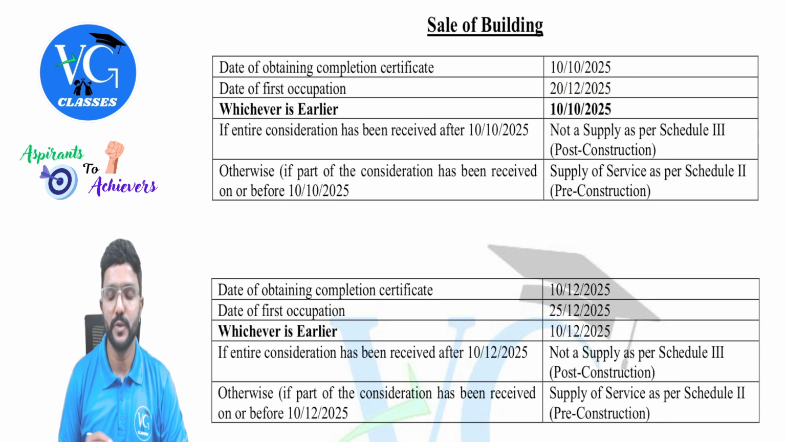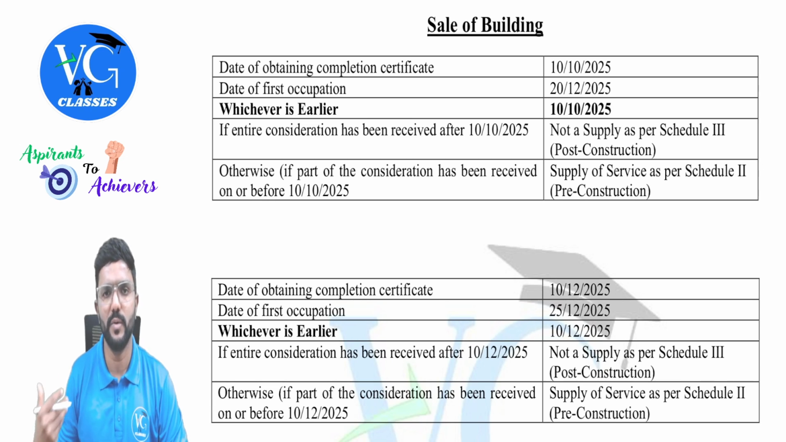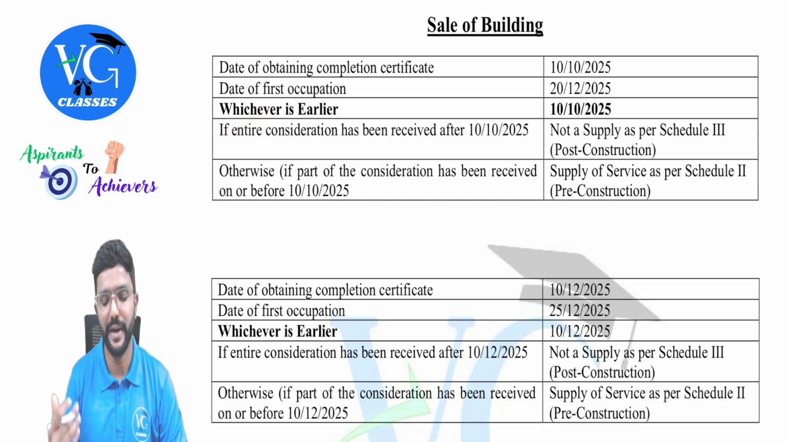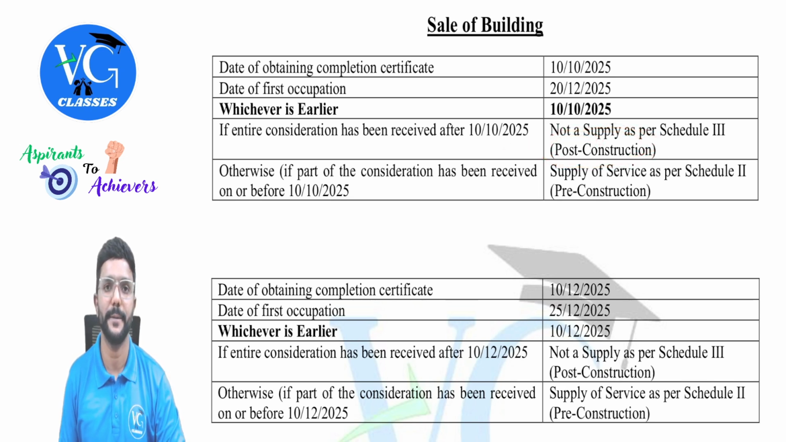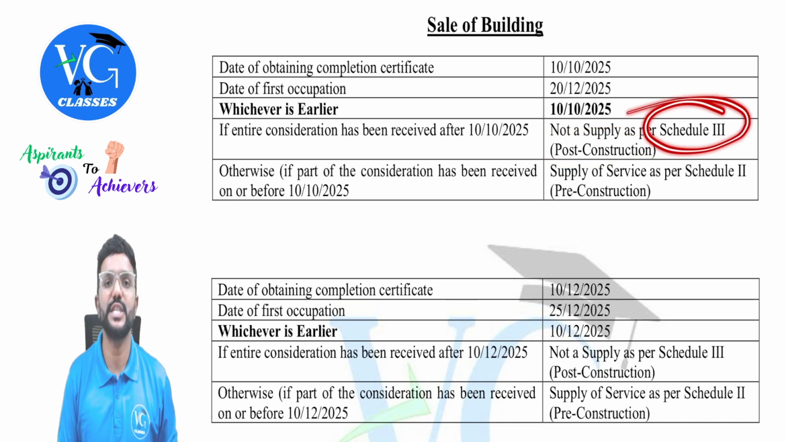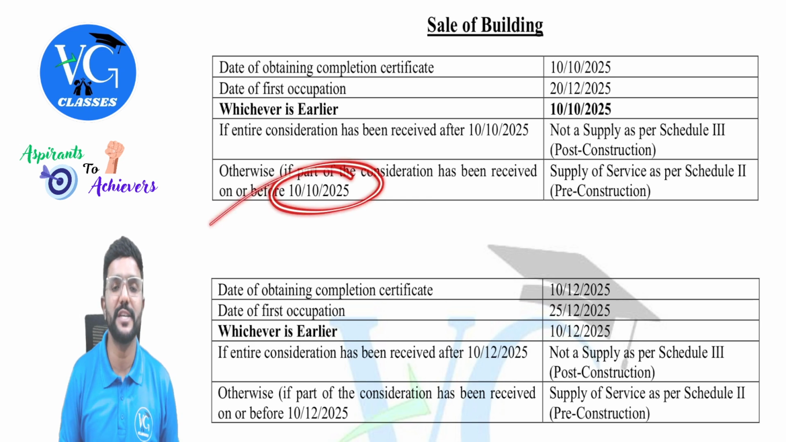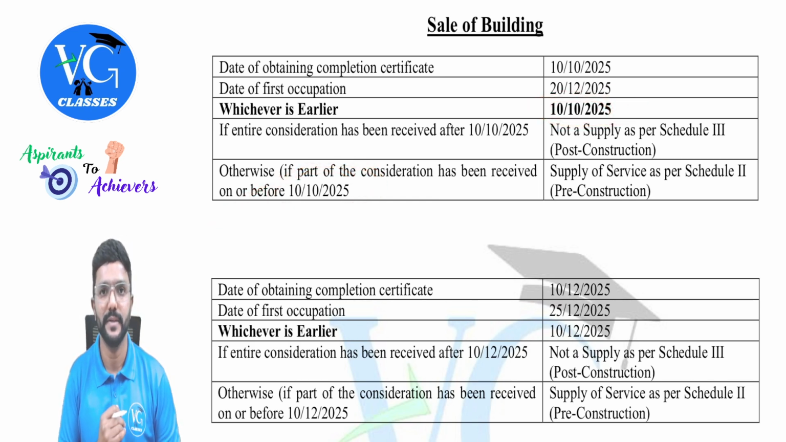So if the seller, that is me, I am the one who constructed this building, and the entire consideration is received by me from the buyer after 10th October 2025, then it is treated as a post-constructed building, and it is not a supply as per Schedule 3, negative list. What if part of the consideration at least is received on or before 10th October 2025, whichever is earlier? Then it will be treated as supply of services.